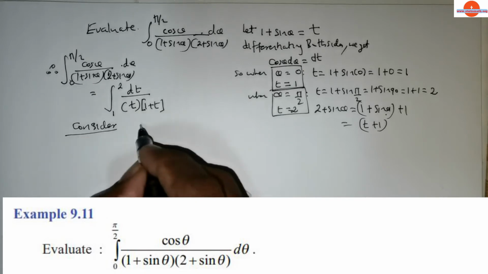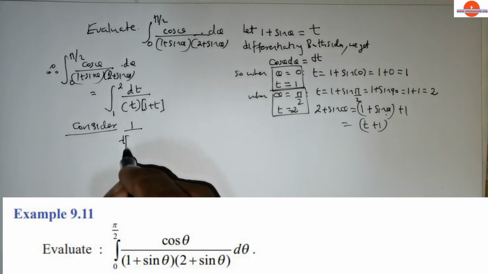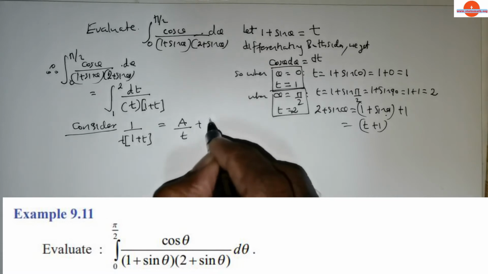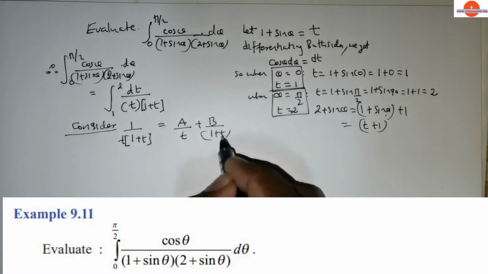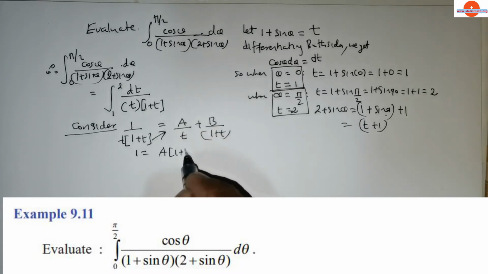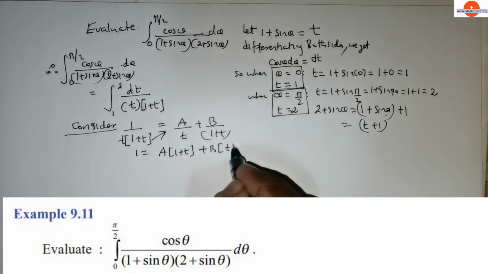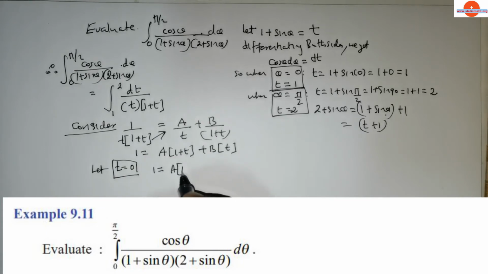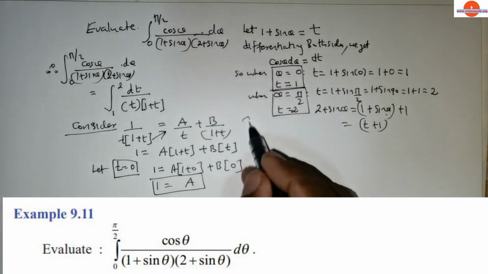So consider 1 over t times (1 + t). I'm going to take it as a over t + b over (1 + t). Cross multiply. This would give me 1 is equal to a times (1 + t) + b times t. Now I would first let t be equal to 0. So when I take t to be equal to 0, I get 1 equal to a of (1 + 0) + b of 0. This would give me 1 is equal to a, or a is equal to 1.